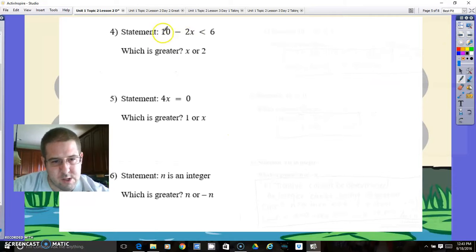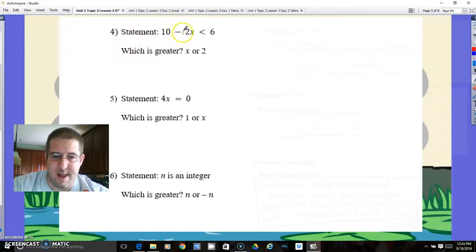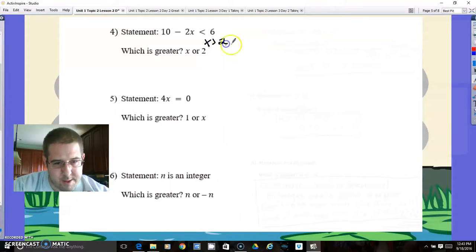Same thing goes for this. If you solve this one, keep in mind that it has a negative involved, and when you have a negative, you gotta flip the sign. When you divide both sides by negative 2, subtract 10 makes this negative 4, divide by negative 2 makes positive 2. You end up getting an answer of x is greater than 2.